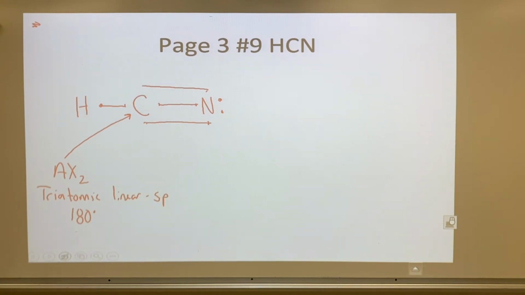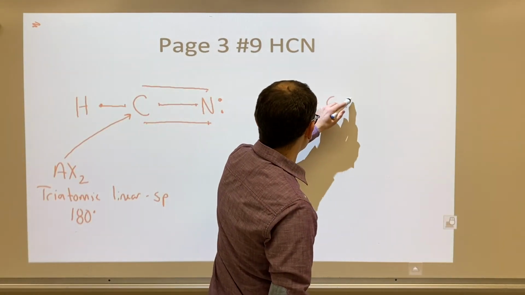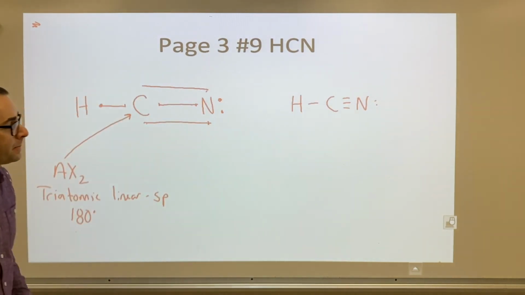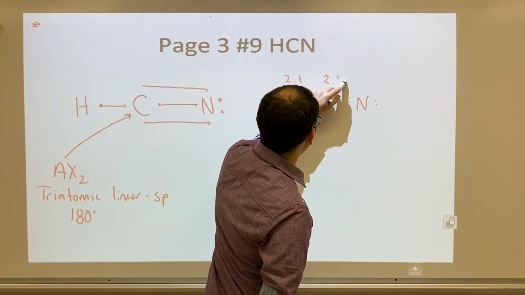Let's clean it up a little bit though. Let's make it look a little bit better and then figure out if it's polar, non-polar, or ionic. All right, so to clean it up, I would do H, C, N, which looks pretty similar to that. Now we need some electronegativities. We know that hydrogen is 2.1, carbon's 2.5, and what's nitrogen?